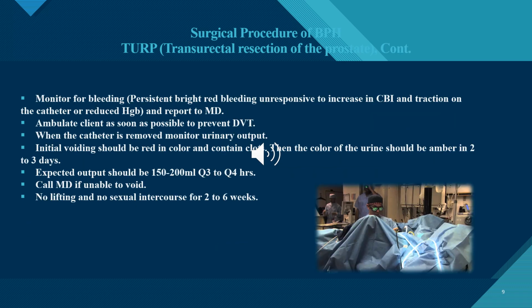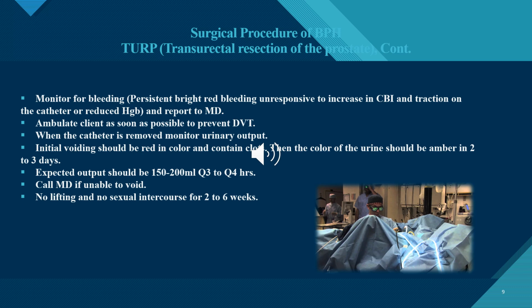Monitor for bleeding. So yes, persistent bright red bleeding unresponsive to continuous bladder irrigation and traction of the catheter, or reduced hemoglobin or hematocrit, we have to report this to the doctor, okay? There is no need to keep the patient in bed, so we can ambulate the patient as soon as possible to prevent DVTs or blood clots, okay? When the catheter is removed, we have to monitor the patient for urinary output. A patient that is not urinating or is oliguric, that means that there is trauma or the patient is retaining urine somehow. Okay. Initial voiding should be red in color and contain clots.